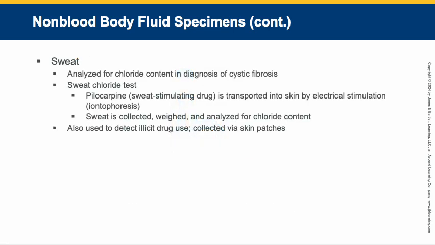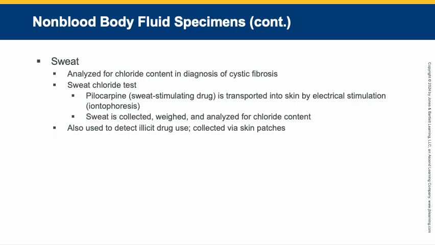Another non-blood specimen is sweat. You analyze sweat for chloride to help diagnose patients with cystic fibrosis. It's called the sweat chloride test. The name of the drug that they use to induce the sweating is called pilocarpine.